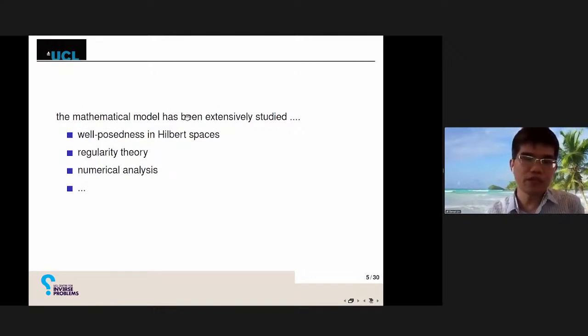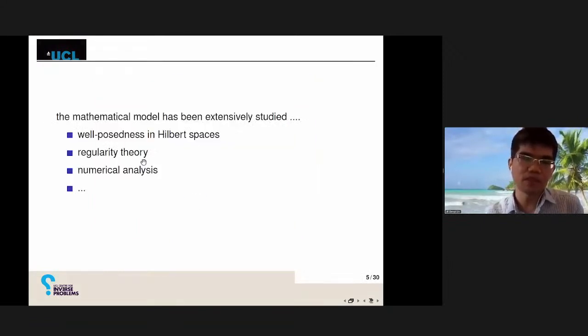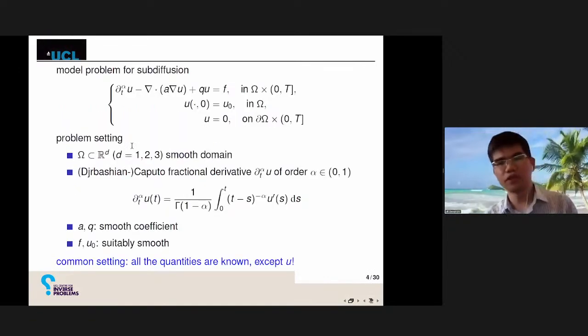If you are interested in the first two aspects of this model, I would like to advertise my textbook, which will appear later this month with Springer in the Applied Mathematical Sciences series. It contains an overview of the solution theory for the model shown here.